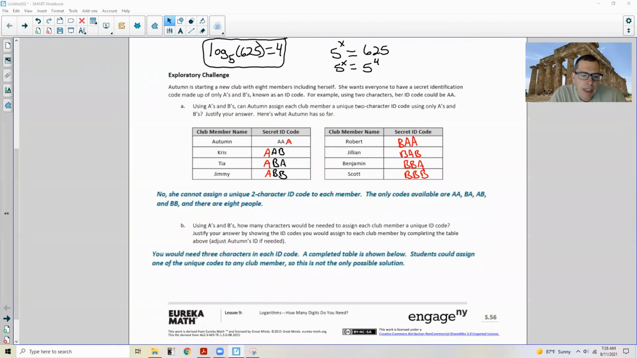So you would say you would need 3 characters in each ID code. A completed table is shown above. Students could assign one of the unique codes to any club member, so this is not the only possible solution. Your order doesn't matter, but it's just easier to not miss one if you move one of the values through the set.